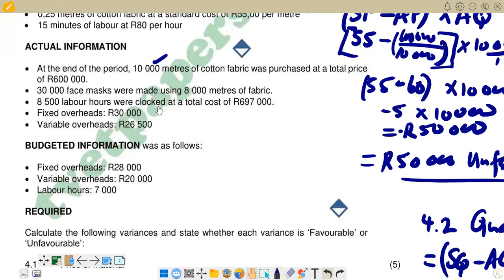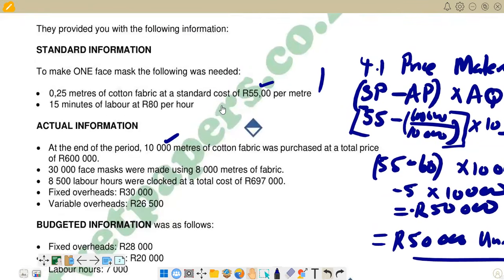So here, if you come here for standard, we go on top. That's where we have got standard. On standard, we are told that 0.25 meters of cotton fabric at a standard cost of 55 rands per meter. But remember, on top of that, it's written to make one face mask the following was needed. So it means that to make one face mask, it requires 0.25 meters. So we need to know how many face masks were made, so that we can find the total meters, because here we're just given 0.25 meters per one face mask.